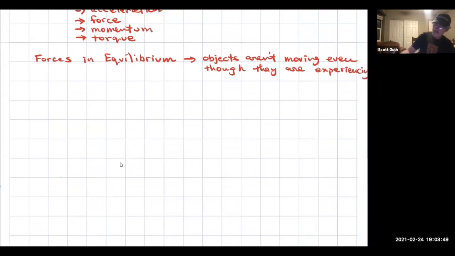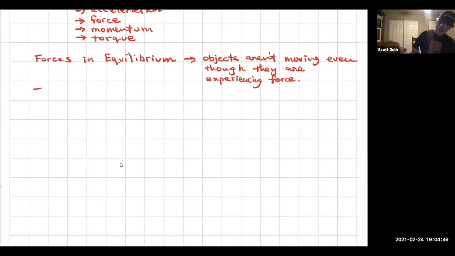If you're sitting still in your chair, then you are in equilibrium, and you are experiencing forces on you. Of course, the force due to gravity is weighing you down. If the floor wasn't pushing back, you'd fall right through it. So the floor pushes back on you with an equal and opposite magnitude, canceling the gravitational force. The bottom line is that when you sum up all the forces on an object that's not moving, they have to add up to zero.